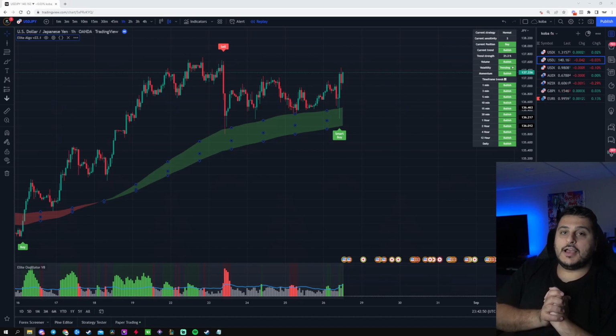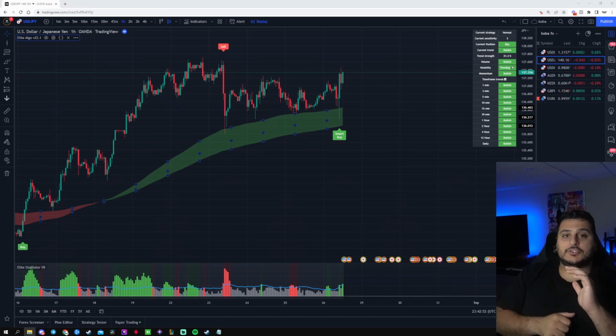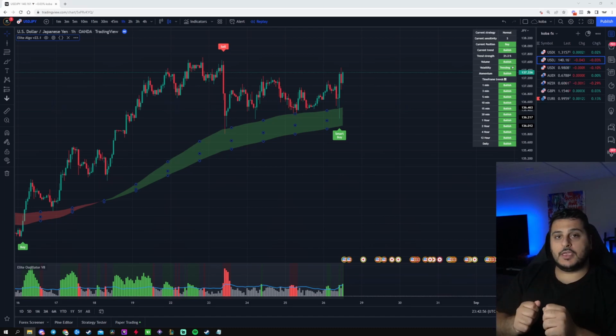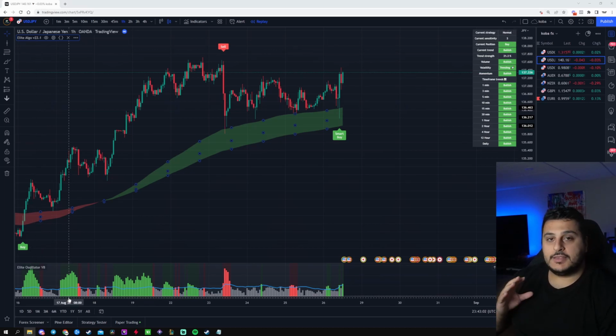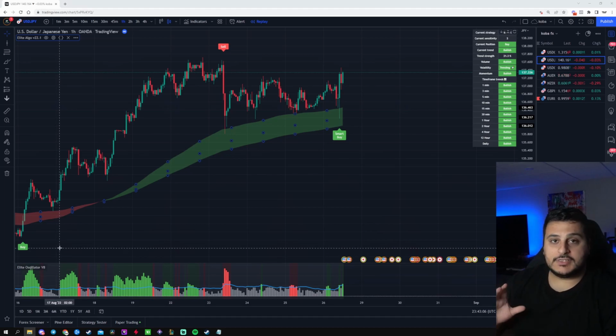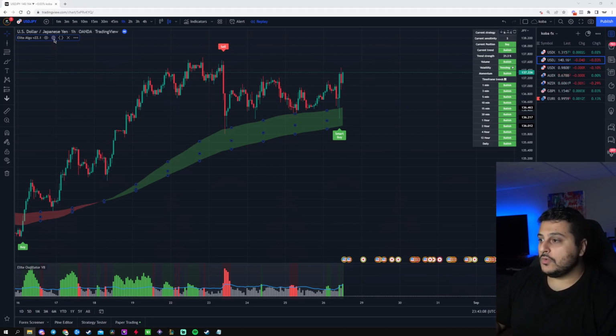Alright guys, let's get going with the 5-minute breakout strategy. So the first thing we want to do is make sure that we are using these two indicators on our charts. The first indicator is called EliteAlgo version 22, and the second indicator is called EliteOscillator version 8.